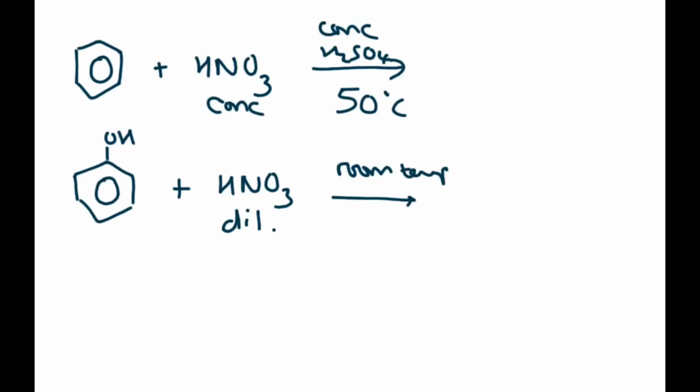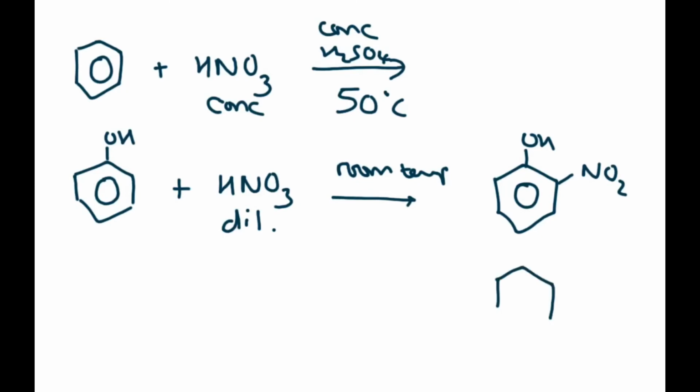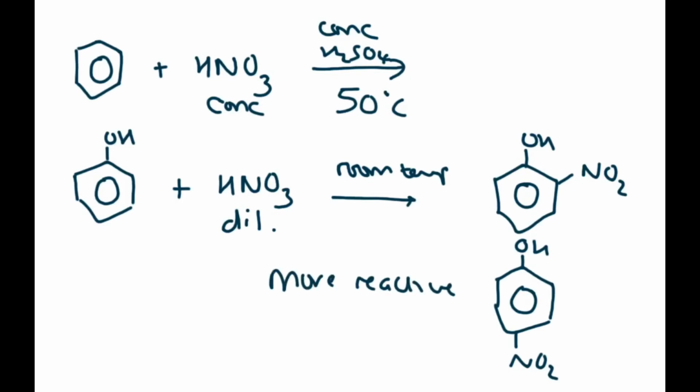So in the nitration, there's a mixture, because OH is a 2,4 directing group. You might get that product, and you could get that product, 2,4. You could get multiple substitution as well, because phenol is more reactive than benzene.